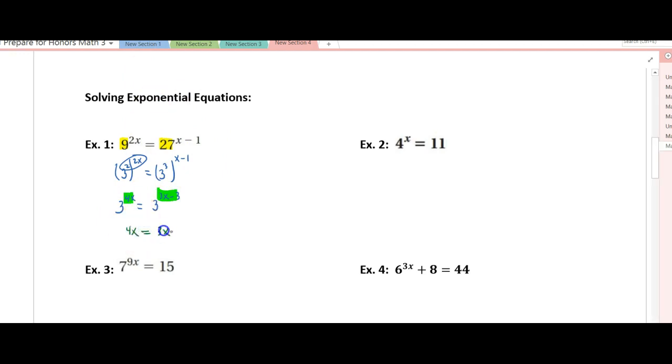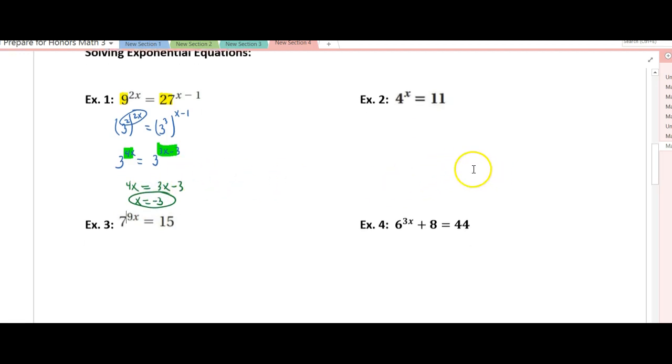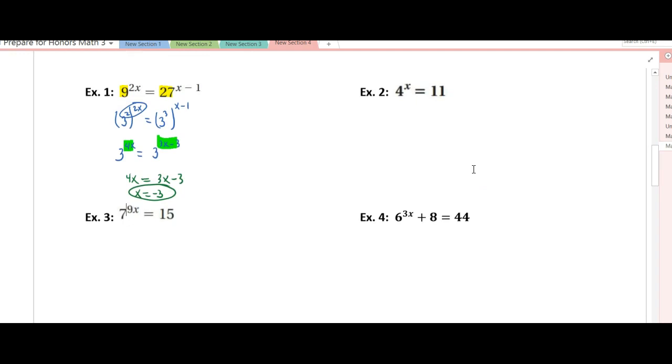4x equals 3x minus 3. Subtract 3x, x is equal to negative 3. But if I look at example 2, notice there's no way to write 4 and 11 using the same base. So how do I go about solving this? Well, there's 2 ways you could do it.